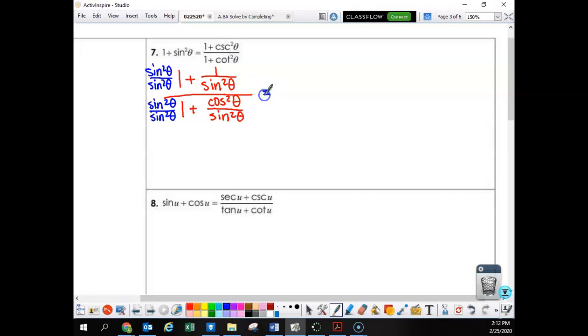Okay. So I add my numerators now. Sine squared plus 1 is just going to be sine squared theta plus 1 over sine squared theta. Right? I can combine my fractions now since I have a common denominator. Divided by the bottom, I have sine squared theta plus cosine squared theta over sine squared theta.